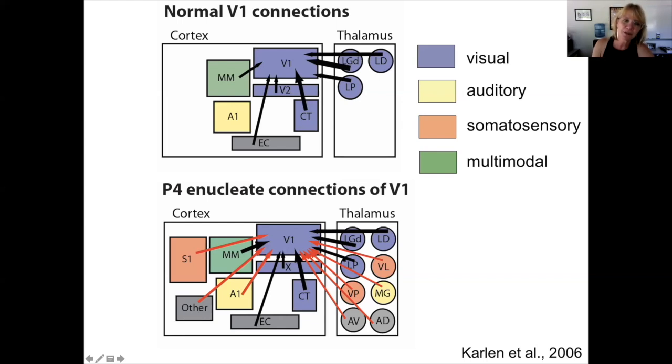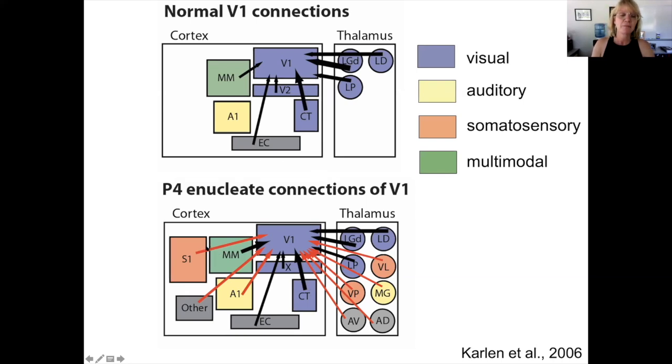You have a different story here in P4 enucleates. What you see is the black arrows are connections that are the same. There might be differences in densities, but again, it's really constrained. You cannot get rid of these patterns of connections. You still have a little teeny LGN, and it still projects to that architectonically defined V1. The red are new projections or novel projections that you don't see in normal animals.